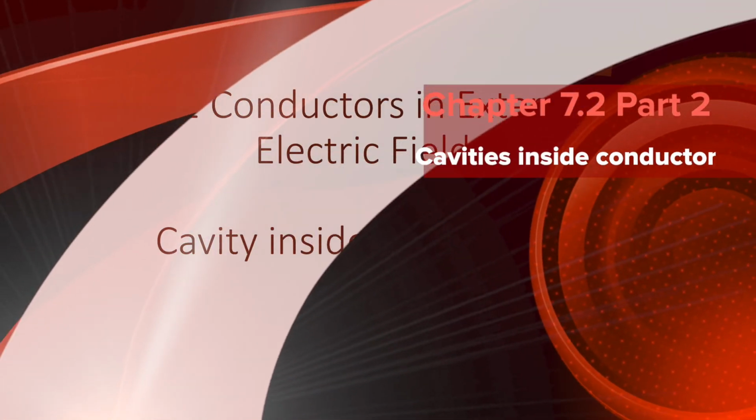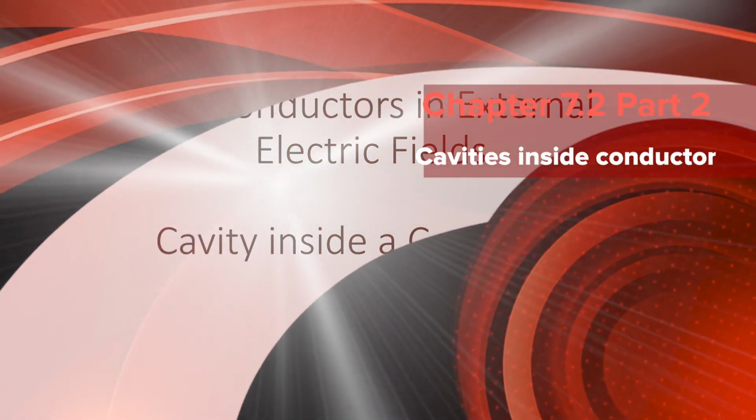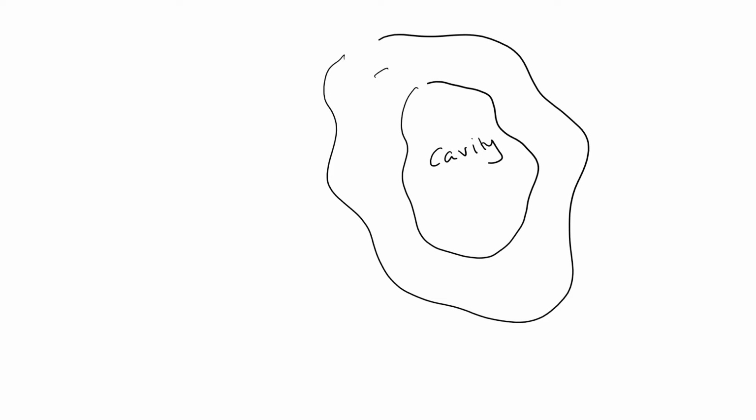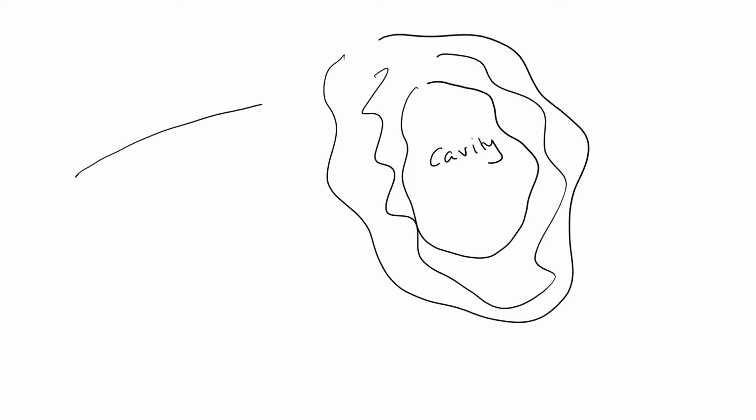Alright, let's take a look at our last condition, or last rule, for what happens when I put conductors in an external electric field. And the last condition is this: I have a conductor, and in that conductor we have a cavity. So there is a conductor surrounding a hollow space, and I apply an external electric field.